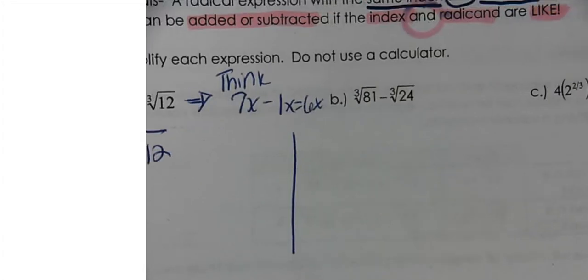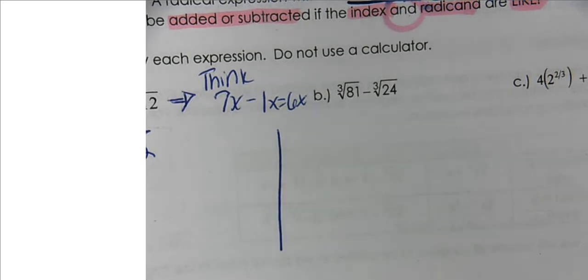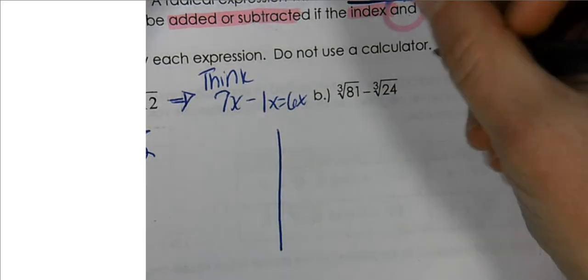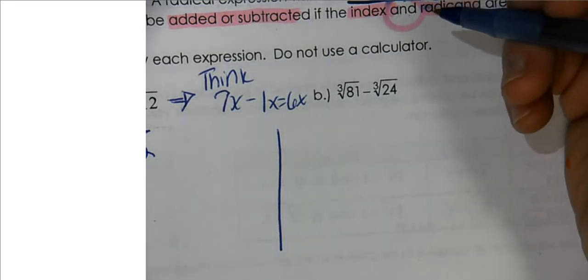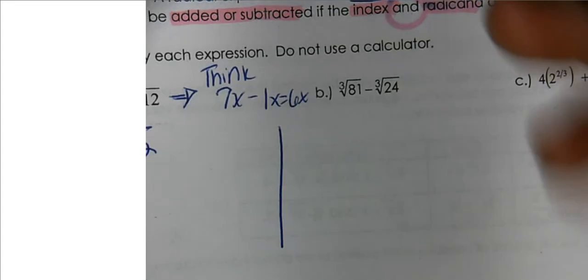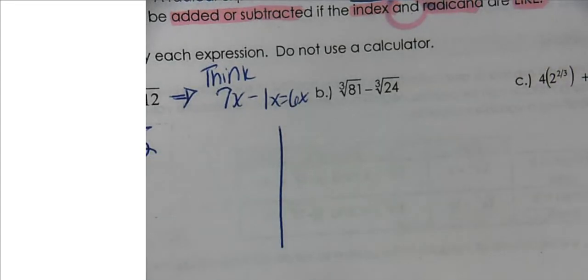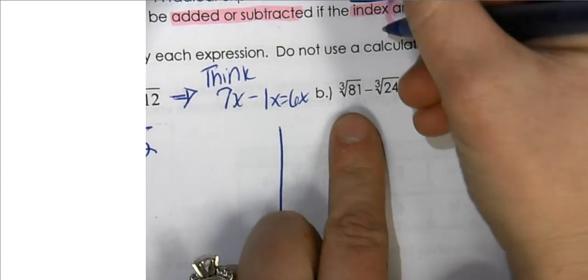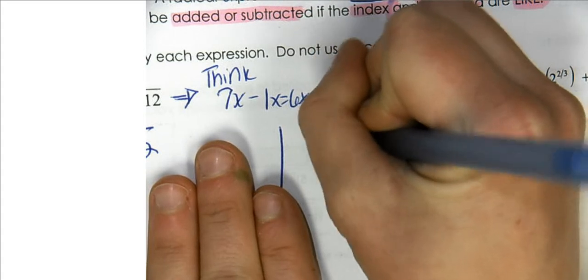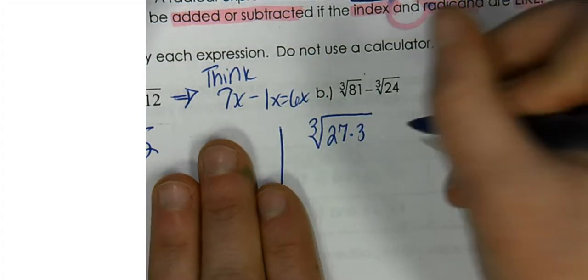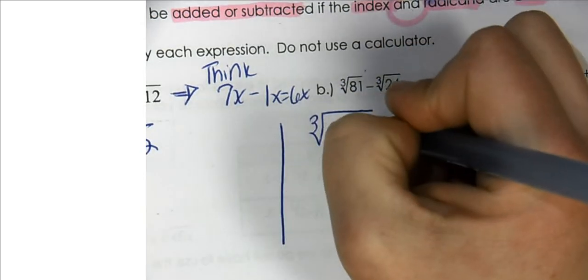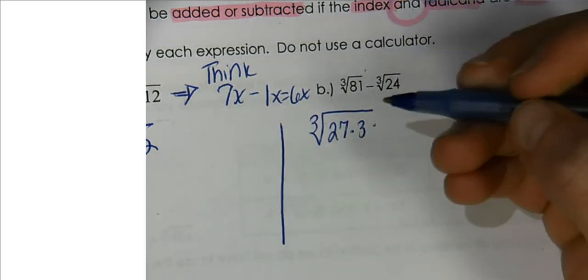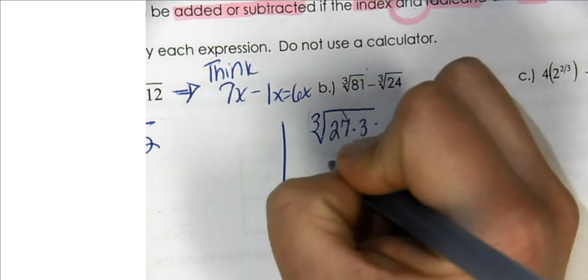In letter B, 81 and 24 are not the same radical. So I have to simplify each radical individually, and then I will be able to combine them. What I'm going to do is look for perfect cube factors. What I know about 81 is that it's actually 27 times 3. I'm going to simplify each piece individually. This is 27 times 3. Well, the cube root of 27 is equal to 3.